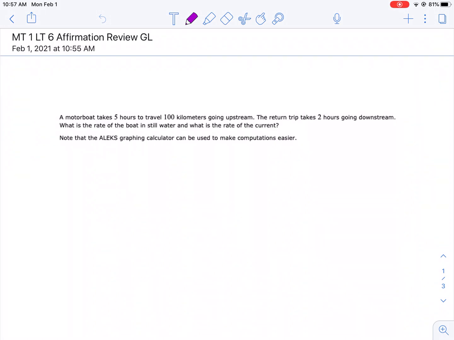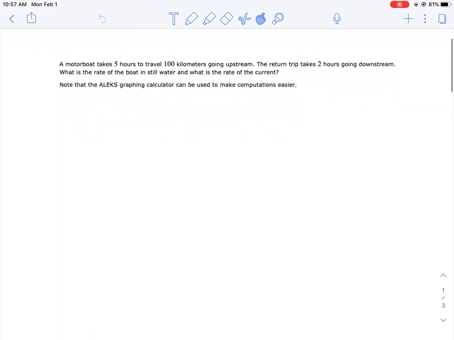Hello, let's review your MT1 LT6 affirmation. You had a question very similar to this in the seminar about distance, rate, and time. It says a motorboat takes 5 hours to travel 100 kilometers upstream. The return trip took 2 hours less going downstream. What's the rate of the boat in still water and what's the rate of the current? And they told you can use your calculator.